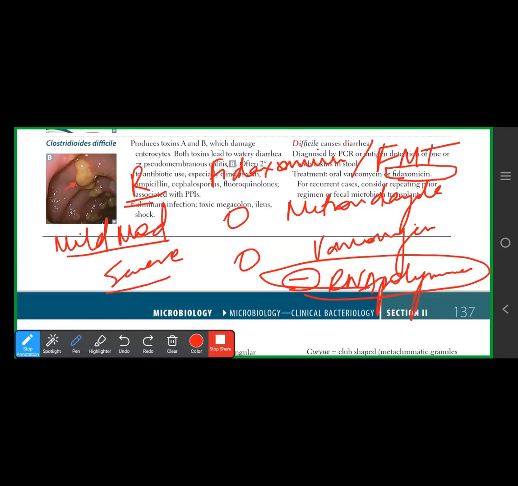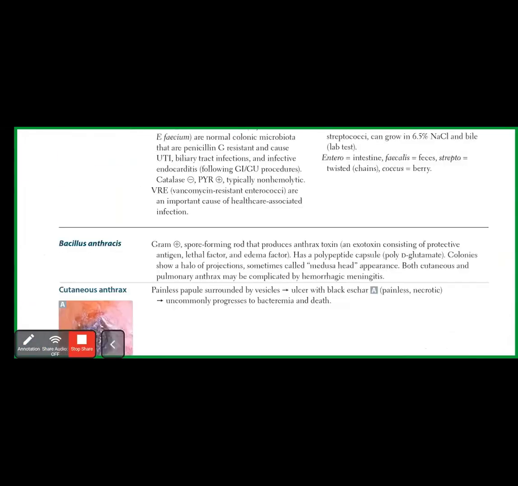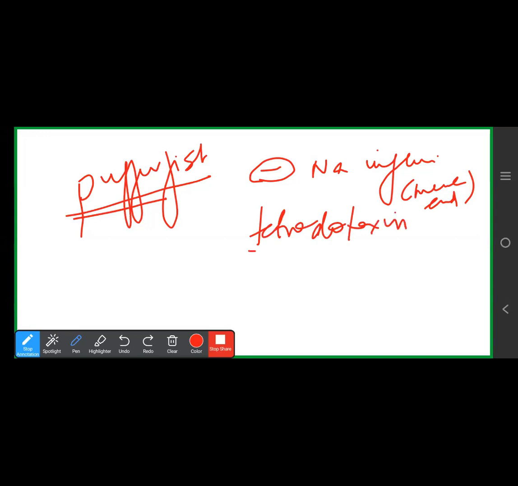One more case scenario I wanted to give along with the Clostridium is that sometimes they can give you a puffer fish ingestion. Because of that, it's going to cause inhibition of the sodium influx in the nerve endings. This is because of tetrodotoxin poisoning. It's called tetrodotoxin poisoning.